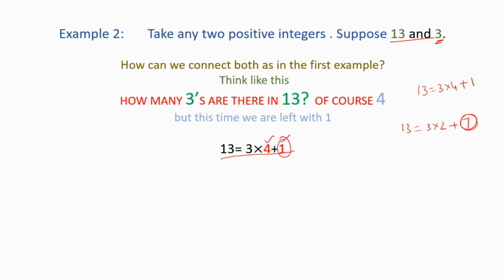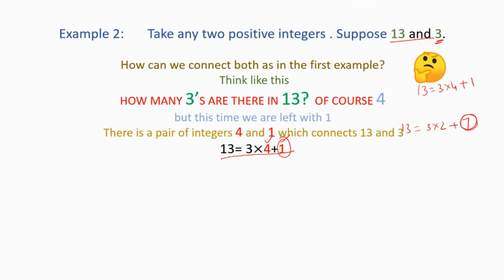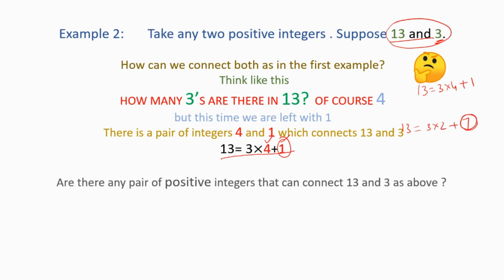Is there any way you can get like that? So that's what you can understand. There is a pair of integers 4 and 1. See here, we took 13 and 3 and we are introducing 4 and 1. There is a pair of integers 4 and 1 which connects 13 and 3: 13 equals 3 into 4 plus 1.